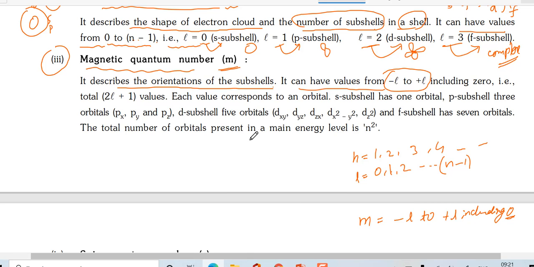Right? Now, what is this? See, it is telling about the shell. It is telling that inside the shell there will be subshells, okay? This one is telling about the subshell's orientation; indirectly it is telling about orbitals.